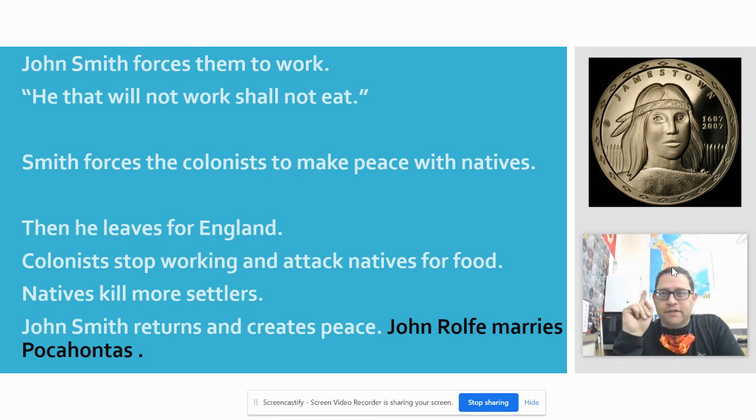Now, John Smith is not the person who marries Pocahontas. Some people think that it's John Smith because of that Disney movie, but that is wrong. It's actually John Rolfe who marries Pocahontas, and the age difference is pretty interesting.